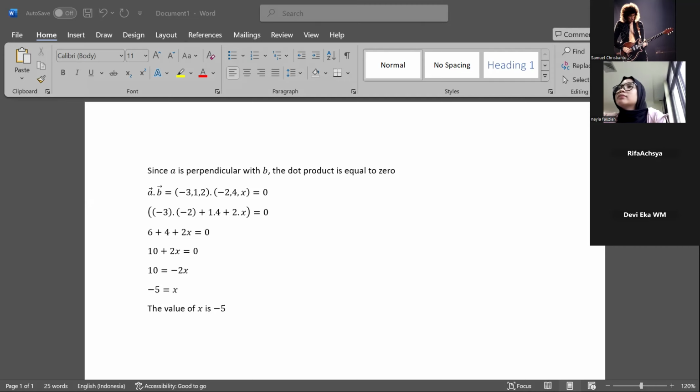So what properties of vectors do you use to solve this problem? The dot product, yes, because A is perpendicular to B. It is known in the question. Okay, thank you, Samuel.